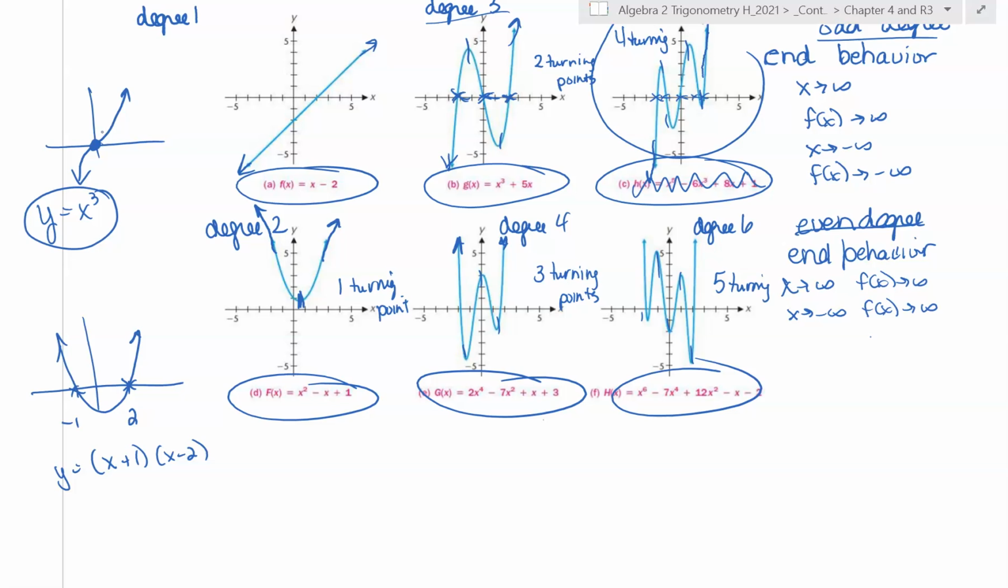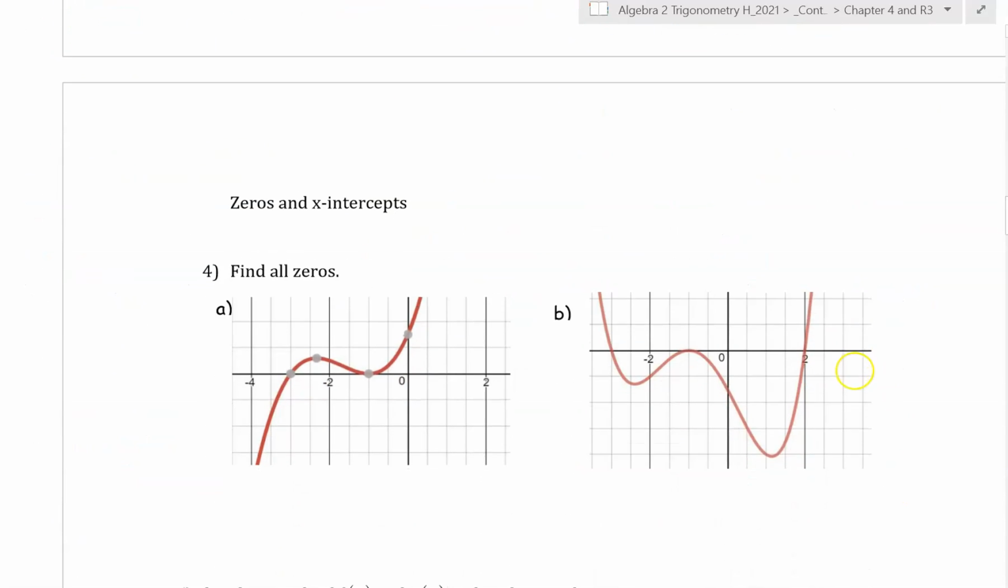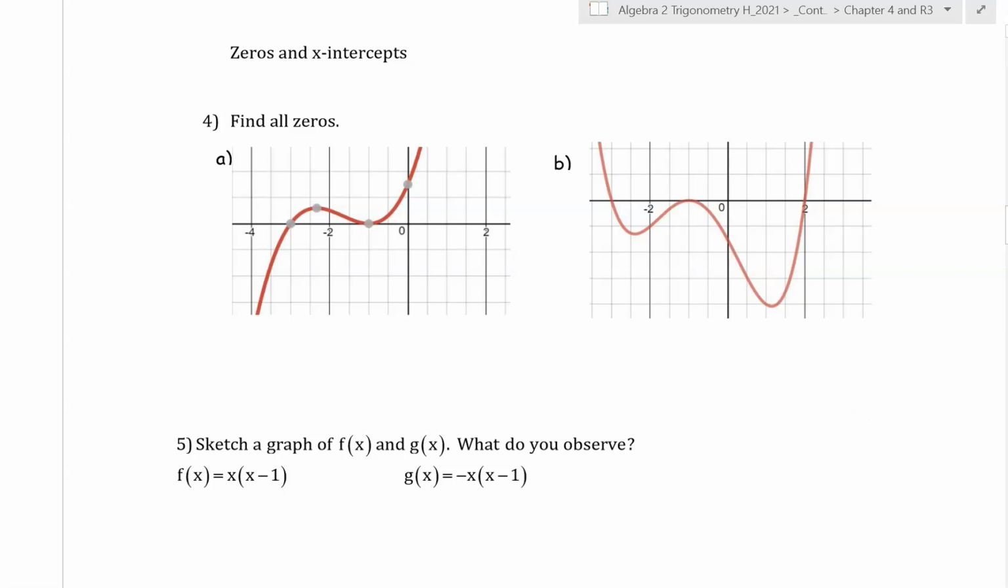Very interesting. So again, I'm thinking that if it's degree 3, there are at most 3 real zeros. Okay, let's keep taking a look at all these different types of graphs. For number 4, I would like you to just list the zeros. Look at the graph and tell me what the zeros would be. Go ahead and pause the video and write down the zeros for 4a and b.